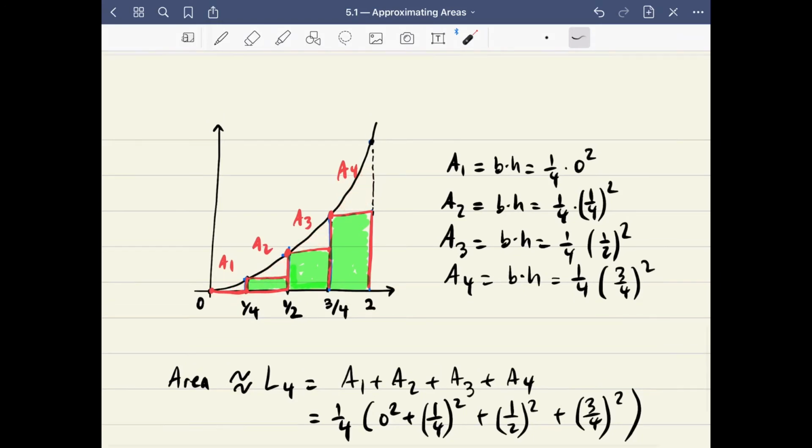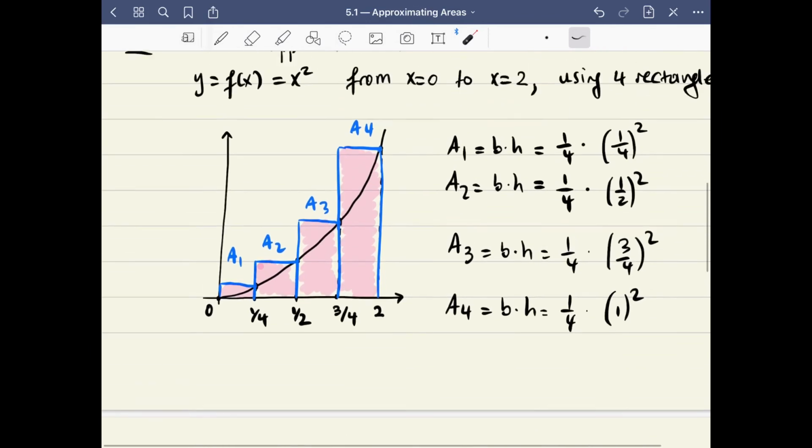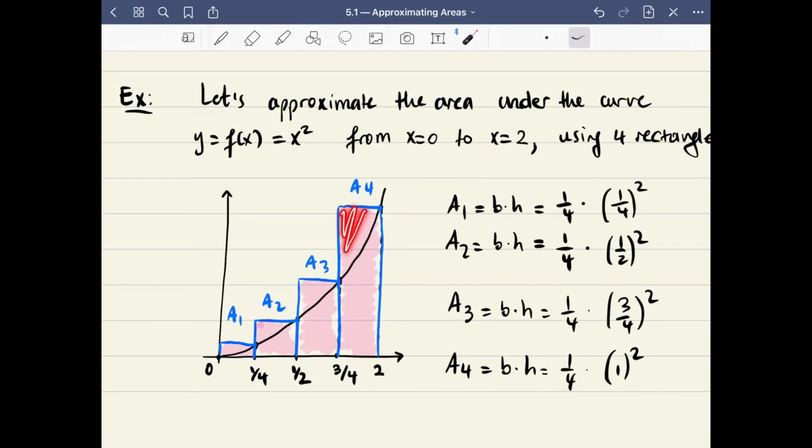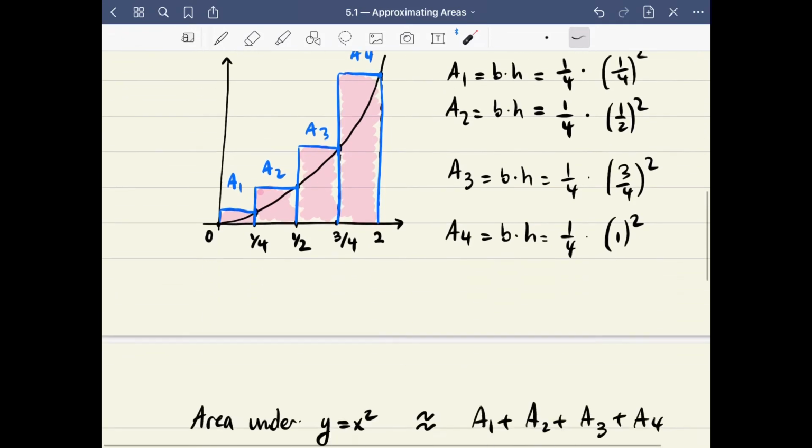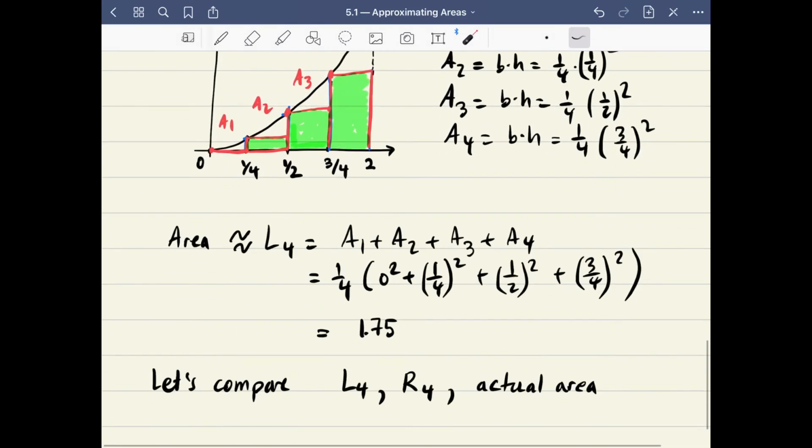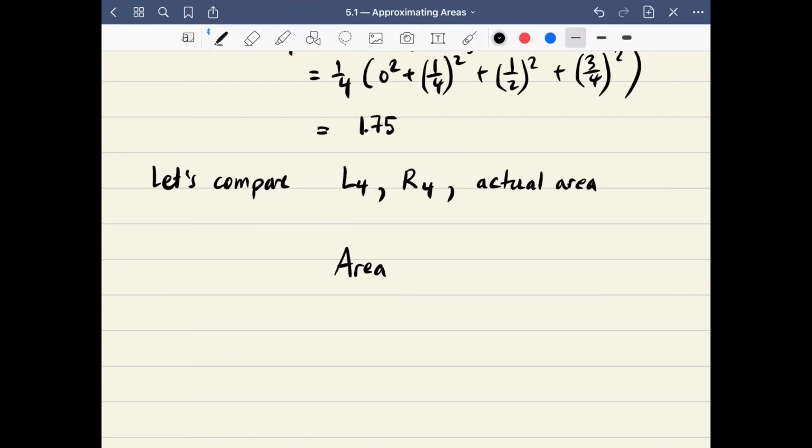Okay, and if you go back to the previous picture, when we're doing R4, there are some more things than what we need. So this is more than what we need. This is also excessive. So you have more area than what you actually have under the curve. So R4 is strictly bigger than the actual area, and this is an overestimate, but the left approximation L sub 4 is strictly smaller, so this is called an underestimate.